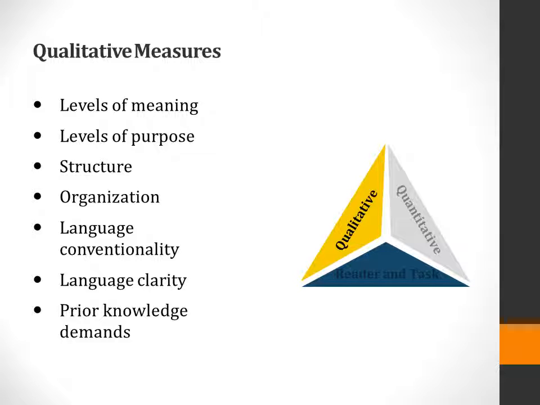The second step in determining text complexity is qualitative measures. Qualitative measures involve levels of meaning, levels of purpose, structure, organization, language conventionality, language clarity, and prior knowledge demands. Qualitative measures are on a continuum, not a grade band, and are most useful in working in conjunction with quantitative measures.